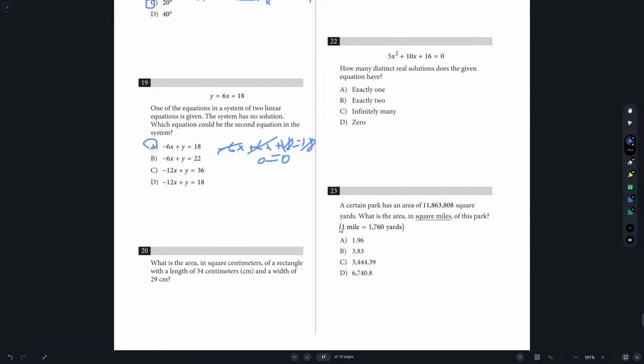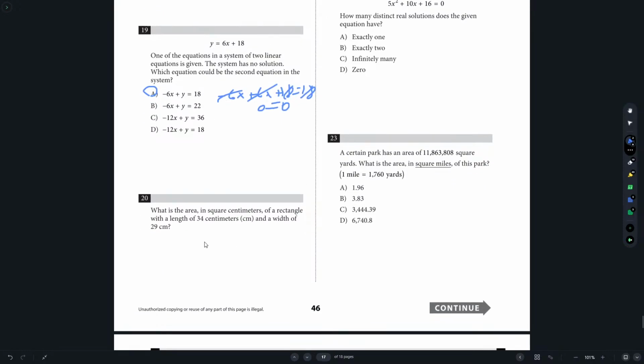What is the area in square centimeters of a rectangle with length 36 and width of 29? We just multiply that. 29 times 36 is 1044.